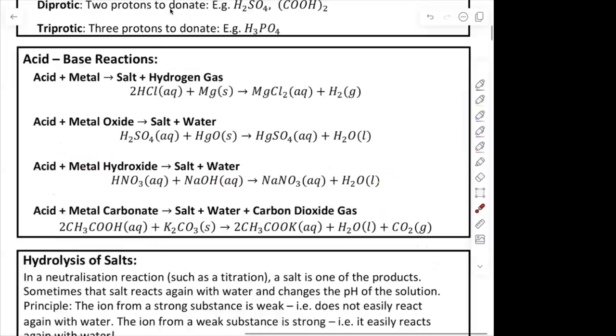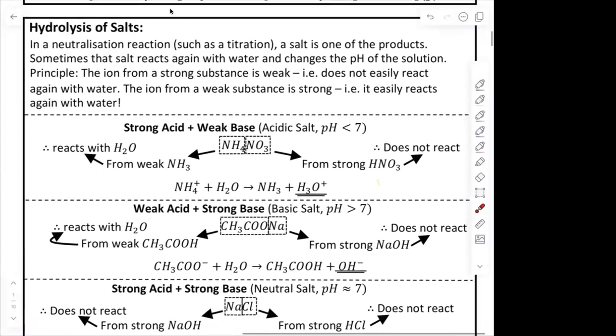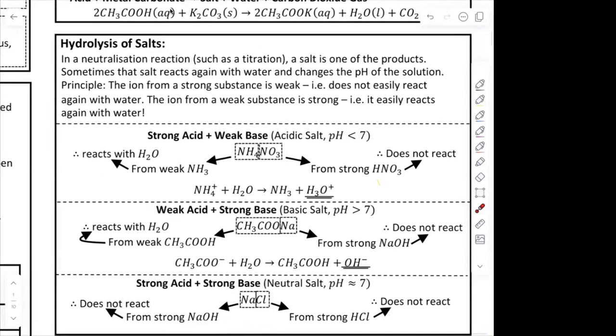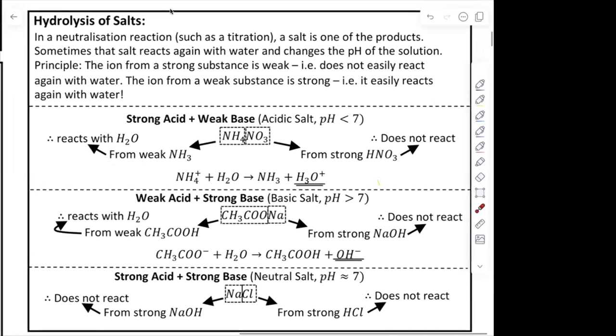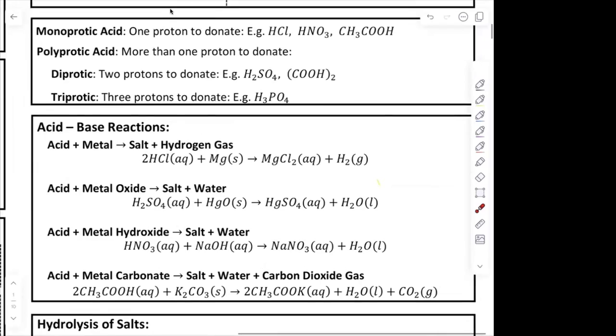All right. And then we've got, finally, before we start our questions, the hydrolysis of salt solutions, right? So the hydrolysis of salt solutions, what this means. In a neutralization reaction, for example, if we're doing a titration, one of the products is always going to be a salt. You saw when we were doing acid-base reactions, you always have salt as one of your products, right?